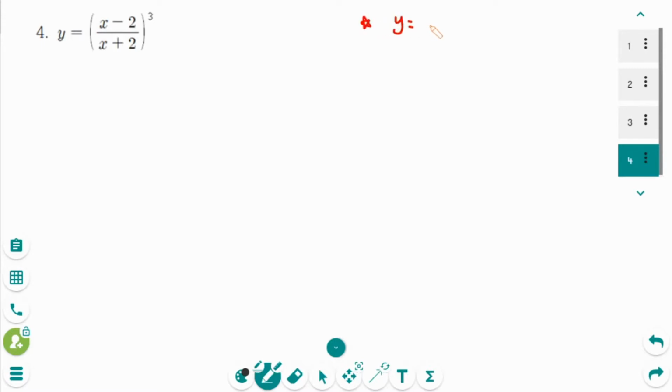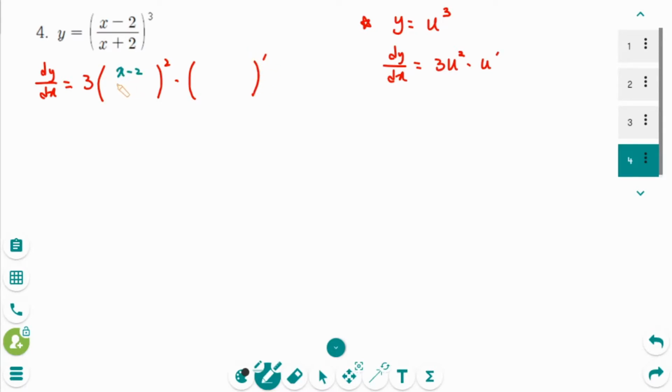y equals e to the power of 3u. Then dy/dx equals 3u squared times u prime. So dy/dx equals 3u squared times u prime. Keep the inner function, (x minus 2) over (x plus 2). So 3 times ((x minus 2) over (x plus 2)) squared.